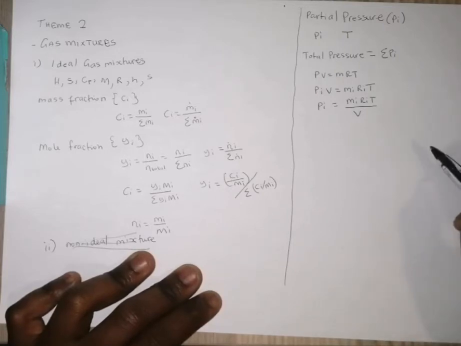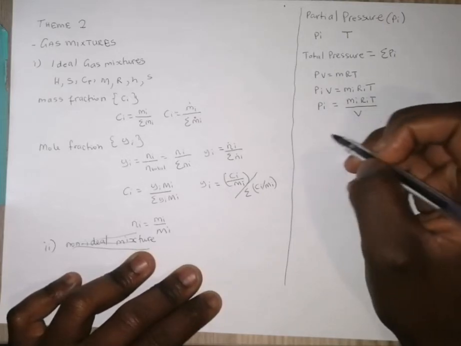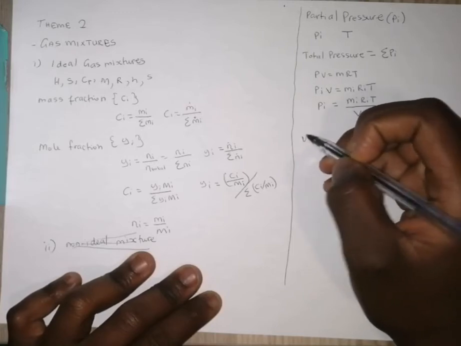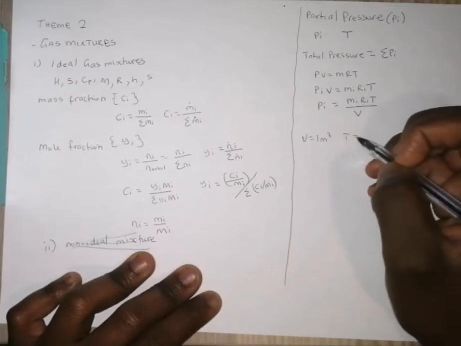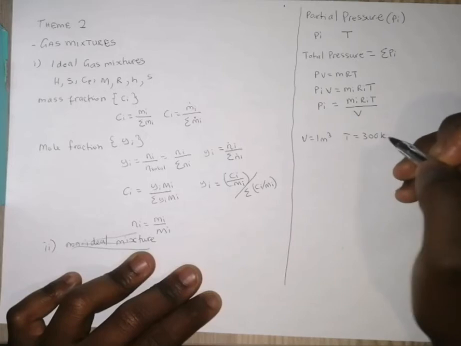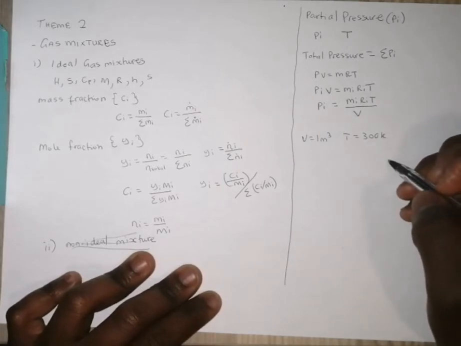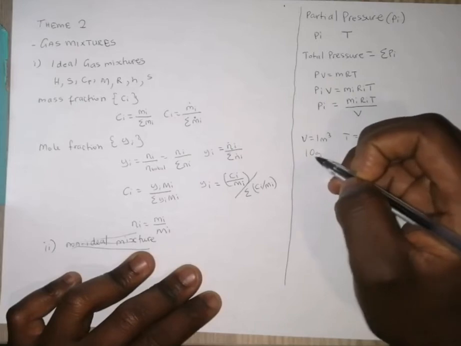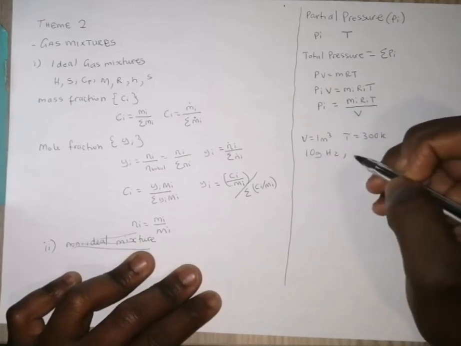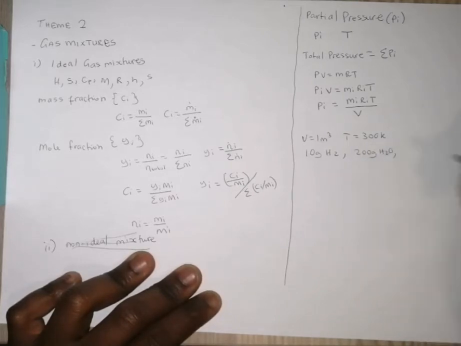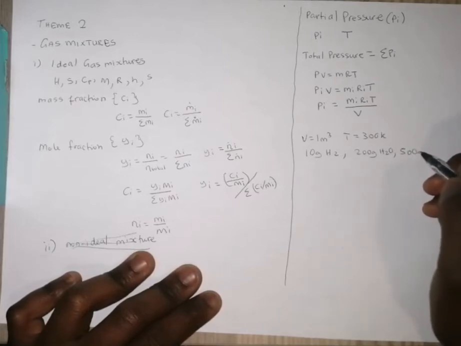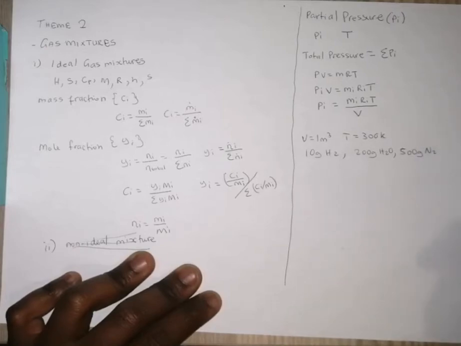So we're just going to do an example. Let's say we have gas in a volume of 1 cubic meter. The temperature is equal to 300 Kelvin. Then the gases we have are 10 grams of hydrogen, 200 grams of water, which is obviously steam since we say it's a gas, and 500 grams of nitrogen. Let's say we want to find the partial pressure of each gas.